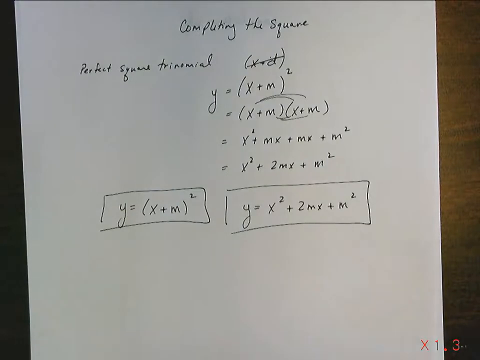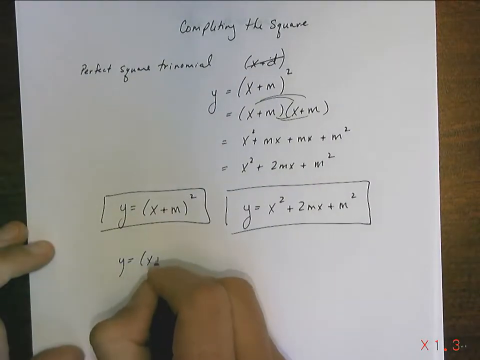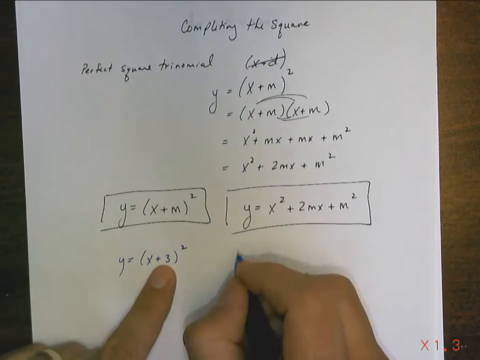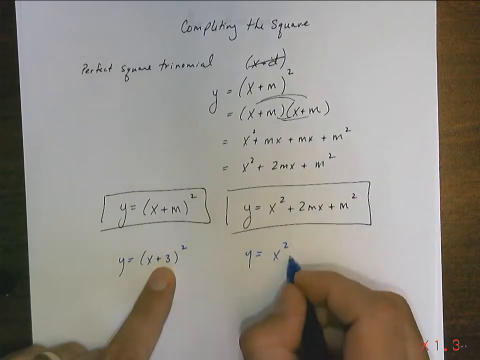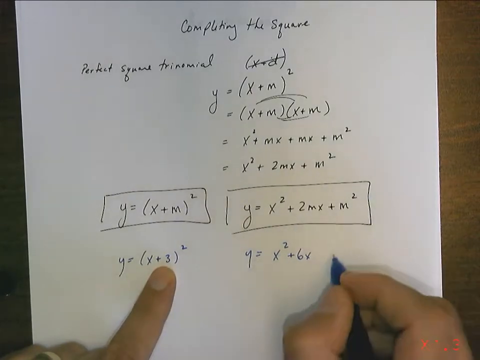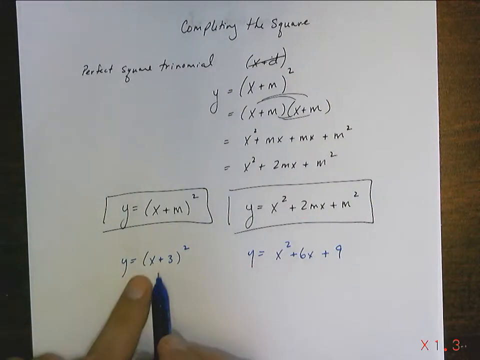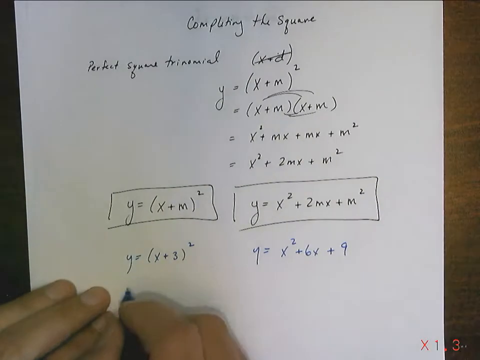So if I had a quadratic that looked like x plus 3 squared, my magic number is 3, which means over here it's going to be x squared plus 2 times 3, which is 6x, plus 3 squared, which is 9. And you can check that for yourself. x plus 3 times x plus 3 is x squared plus 3x plus 3x is 6x, plus 3 times 3 is 9. It works. Let's do another one just because that was so much fun.